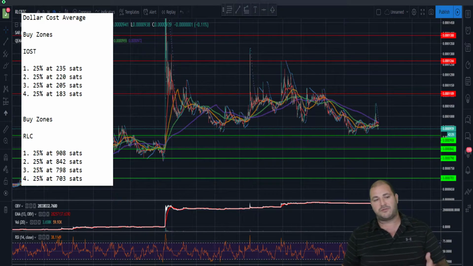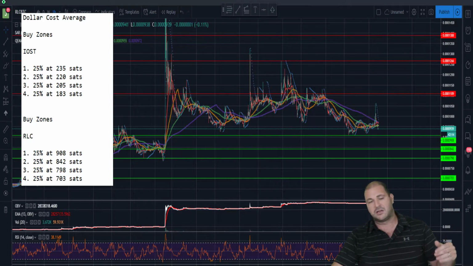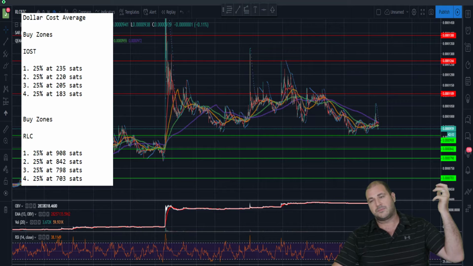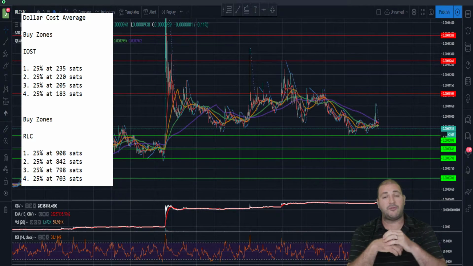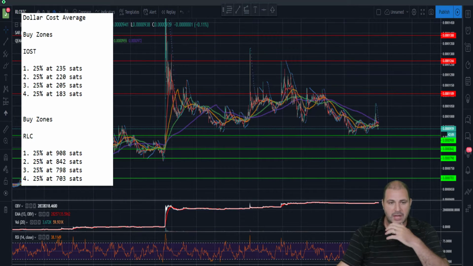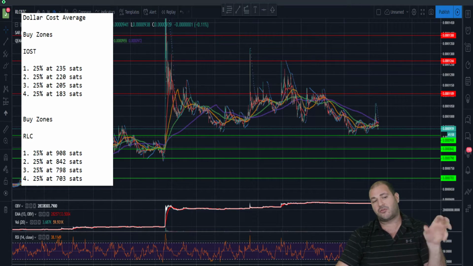25% or 0.25 Bitcoin at 908, 25% or 0.25 Bitcoin at 842, 25% at 798, and 25% at 703 sats. What this does is it actually makes your risk less. So for example, if we do have market drops, right? And let's say it goes from 908 Satoshis and drops to 842 and then drops again to 798. Let's say it doesn't hit 703 Satoshis, right?